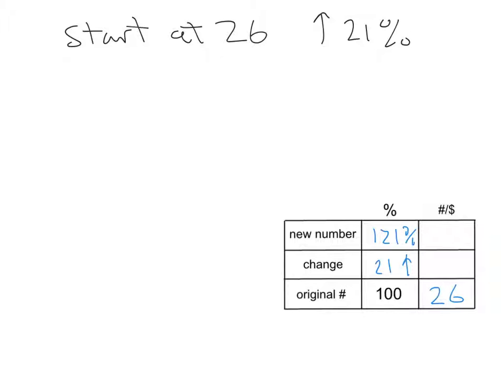So we've filled in everything we need to do on the percent column, so we should be able to write one of several proportions on the number side. So if we want to find the change, we can say that 21 over 100 is, and I'm going to put x in here and n up here, I'm going to say x over 26, and that is the change over the original number.